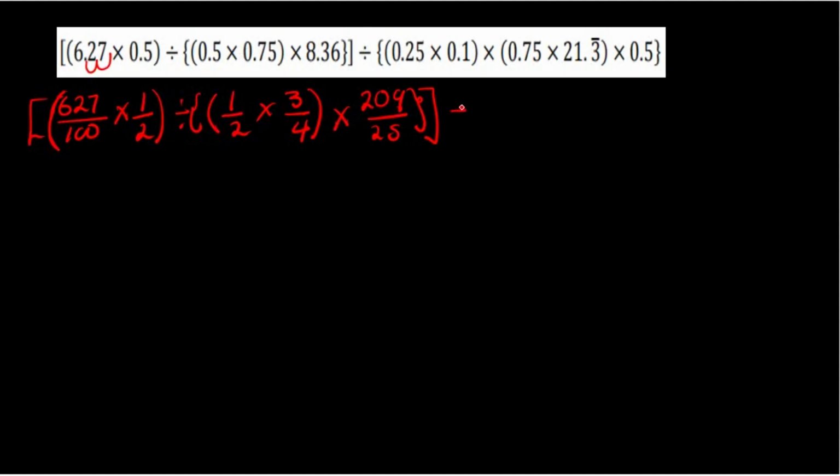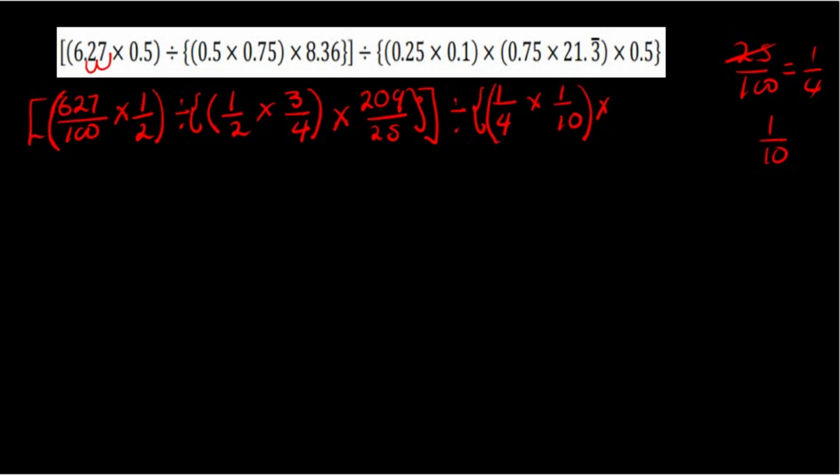Okay, now we have dividing here, right? Now this is just the same as 25 over 100. So 25 over 100, that is 1 over 4. So this is just 1 over 4 times. This is just the same as 0.1. This is just the same as 1 over 10. So this is 1 over 10 times here, right?